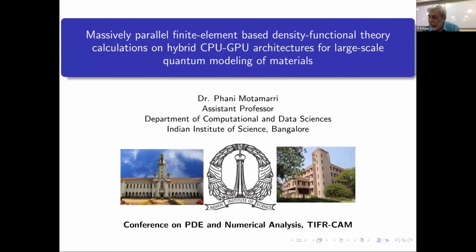Phani Motamarri is with the Department of Computational and Data Sciences at the Indian Institute of Science. He received his PhD from the Department of Mechanical Engineering at the University of Michigan, Ann Arbor. His thesis topic is really interesting. It was at the intersection of computational material physics and scientific computing.